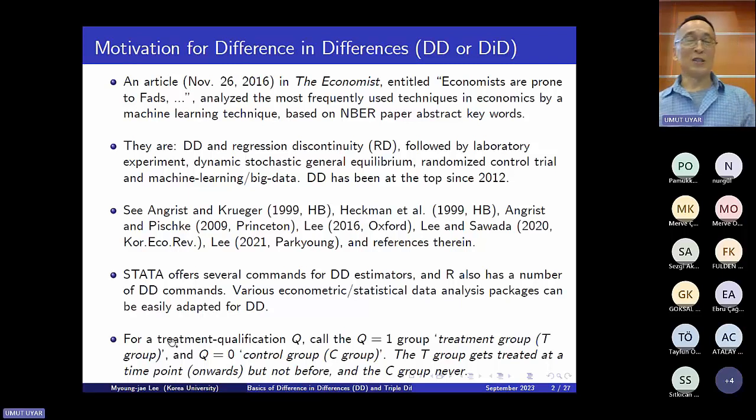In typical DD, you need a qualification variable, Q, or eligibility, to receive the treatment, policy, or program. So you have panel data, and this Q1 group, which I will call the treatment group or just the T group, receives the treatment or policy at some point in time. Whereas this Q0 group, the control group, or the C group, is never treated in your panel data.